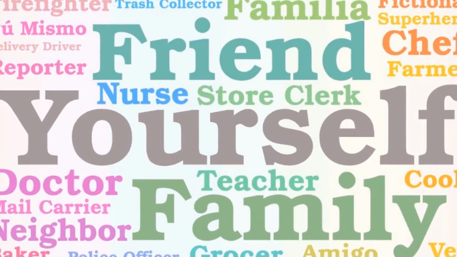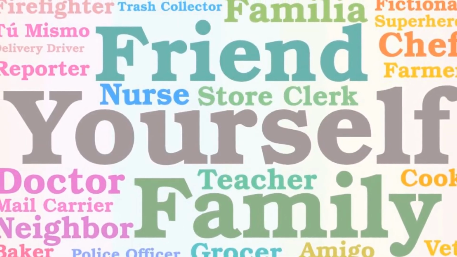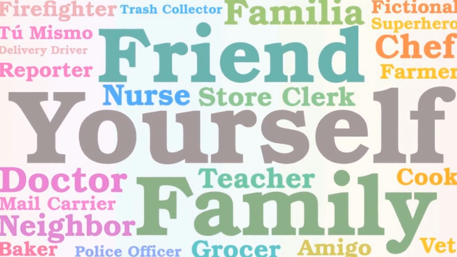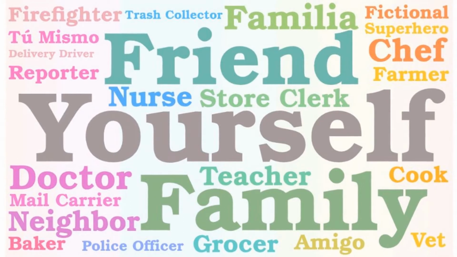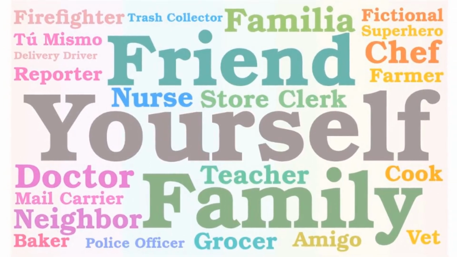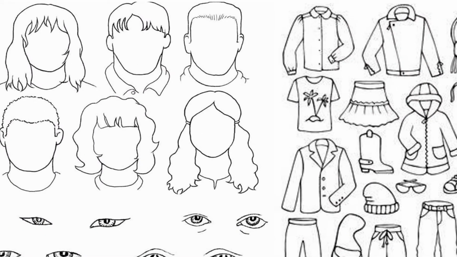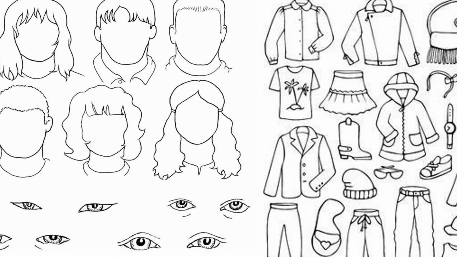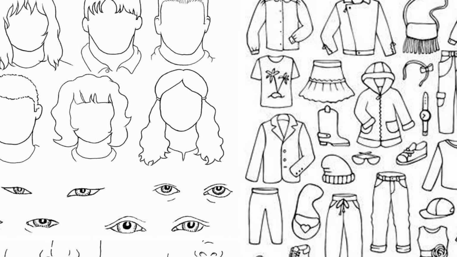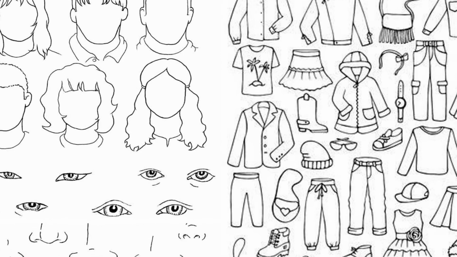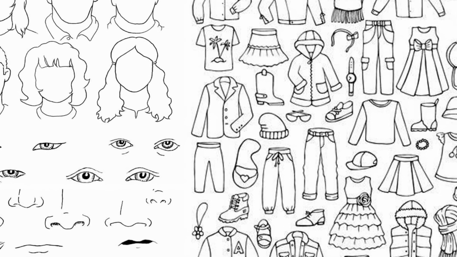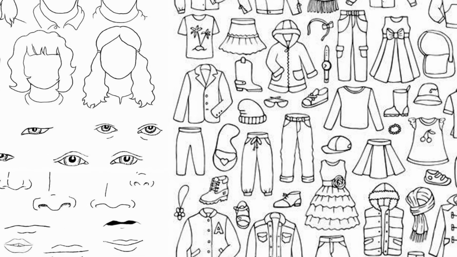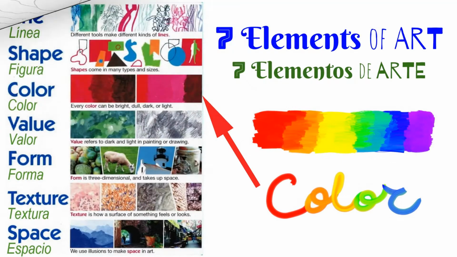Now think about who you want your person to be. You can draw yourself, a family member, a friend, someone in the community, a character from a story. You can even use your imagination to create your own person. Think about what that person looks like. Be sure to include facial details like eyes, ears, a nose, and eyebrows. Is their hair long or short? What sort of clothing or accessories are they wearing? These details are important. Once you've drawn your person, it's time to add some color.